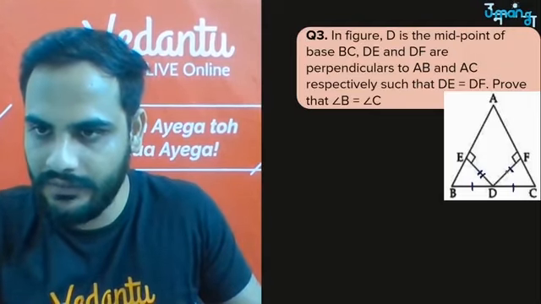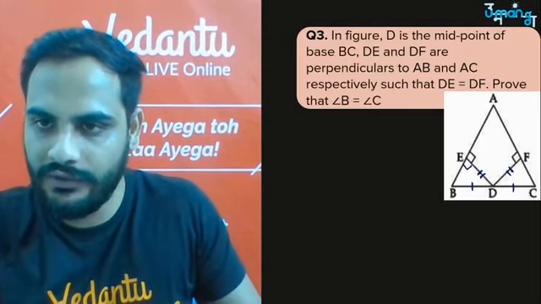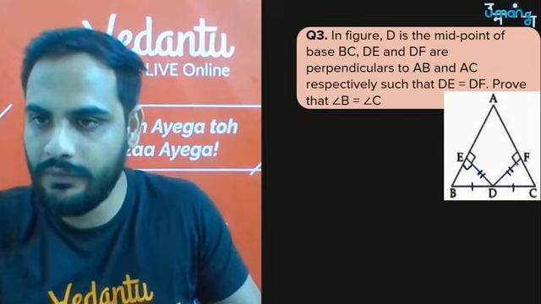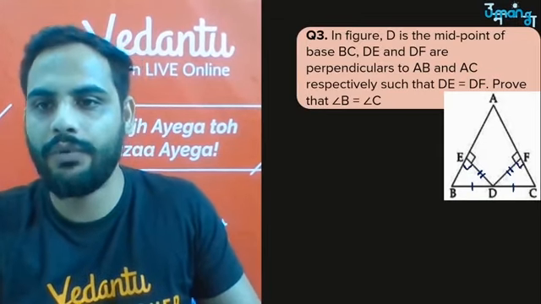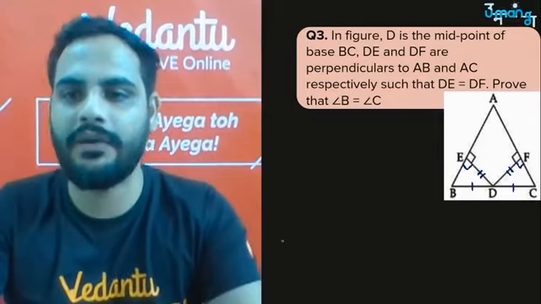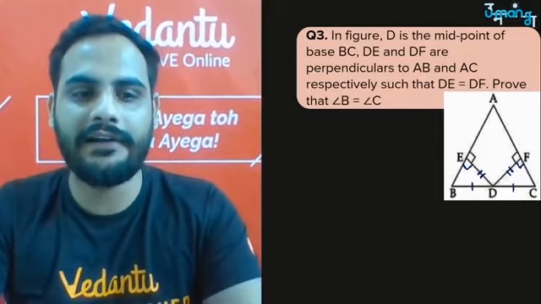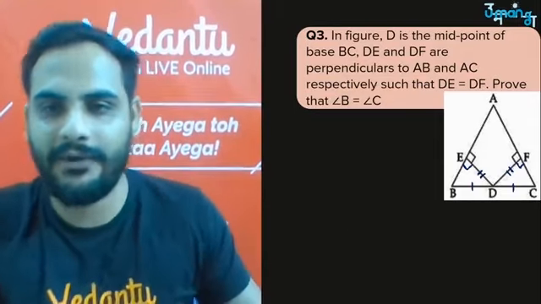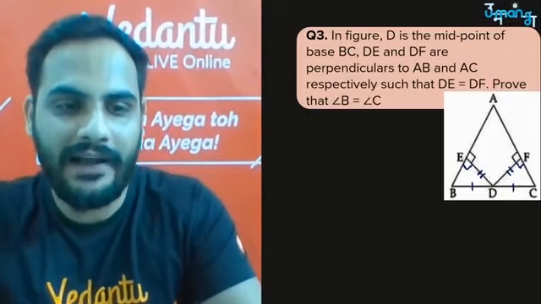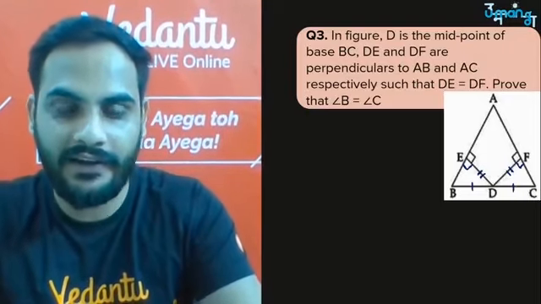DE is equal to DF. Also I know this angle will be equal to this angle. Okay? What do you want to prove? Angle B and angle C should be equal. Now look, two right angle triangles I can see over here. I don't know whether you can see or not, but I can definitely see two right angle triangles.